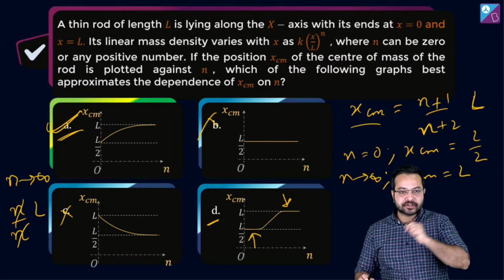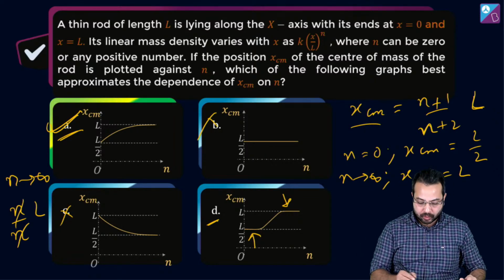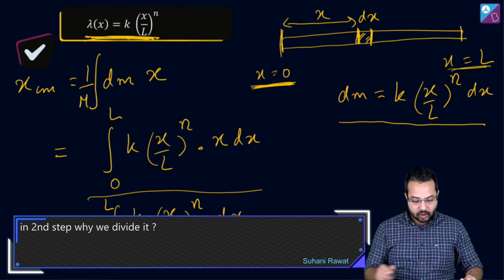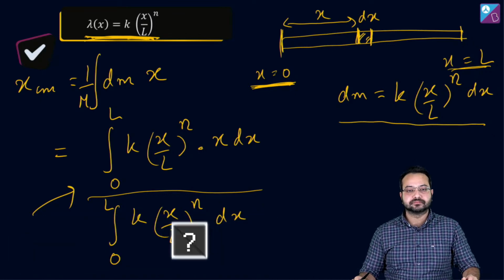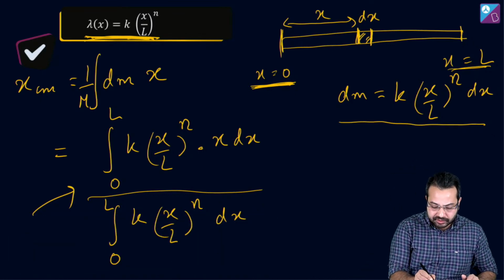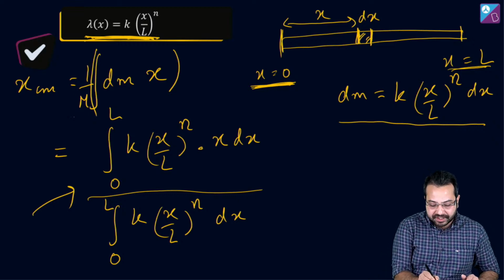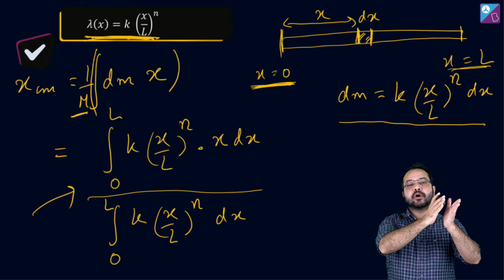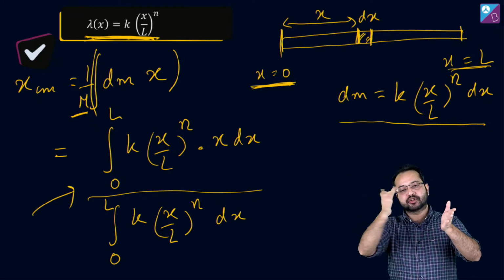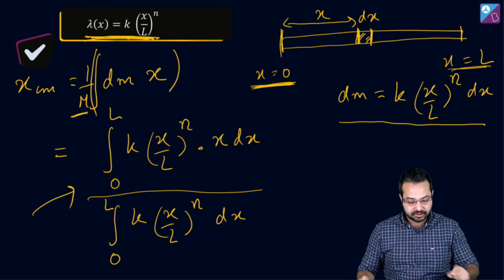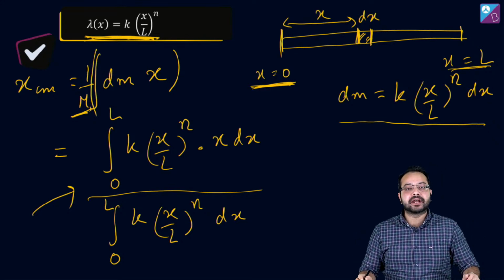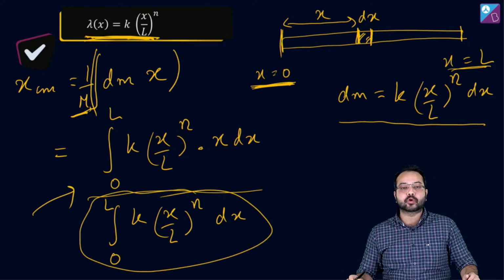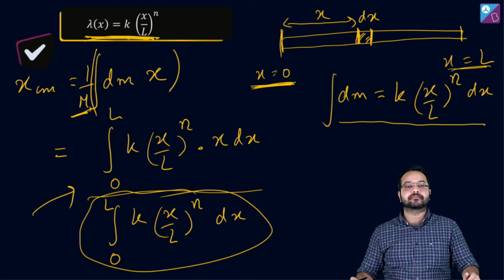Is that correct? Alright, so Suhani is asking in the second step why we divide. Let me go back. Are you talking about this? So why do we divide? This is the numerator, and we divide it by the total mass. What is center of mass? Center of mass is the sum of m1 x1 plus m2 x2 plus m3 x3 and so on, and then we divide it by the total mass. That is why we had divided by the total mass. And what is the total mass? This expression over here is going to give me the total mass, because that is the integral of dm.